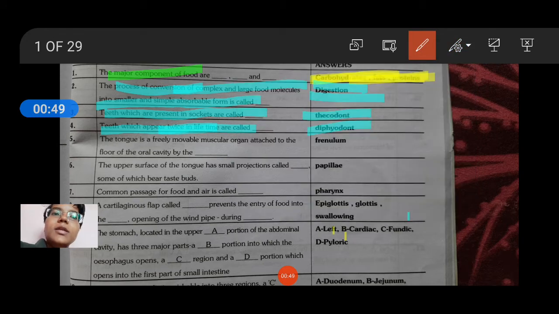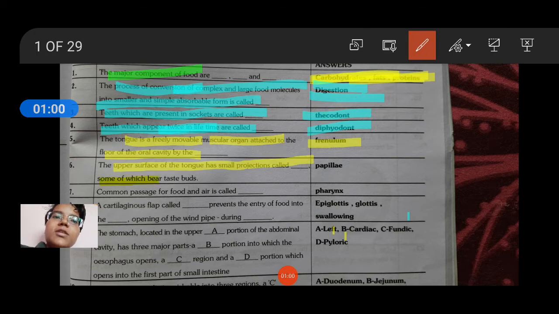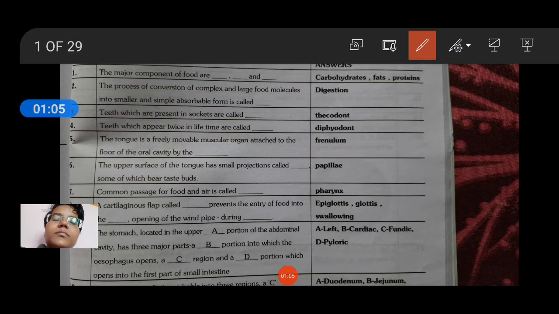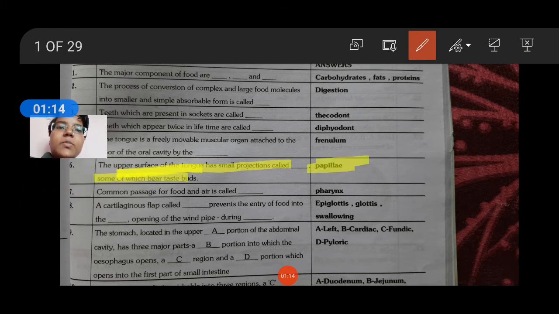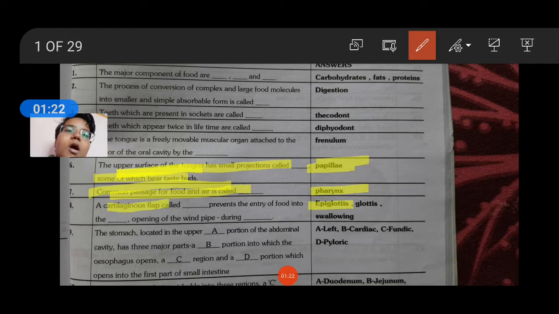The tongue is a freely movable muscular organ attached to the floor of the oral cavity by the frenulum. The upper surface of the tongue has small projections called papillae, some of which bear taste buds. The common passage for food and air is called the pharynx. A cartilaginous flap called the epiglottis prevents the entry of food into the glottis, the opening of which is closed during swallowing.